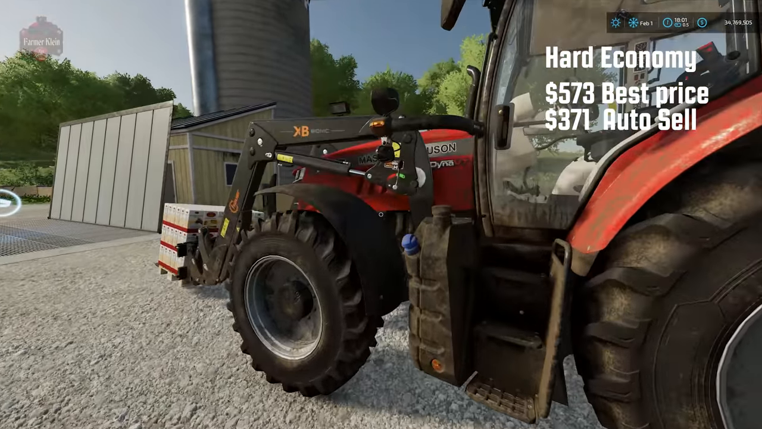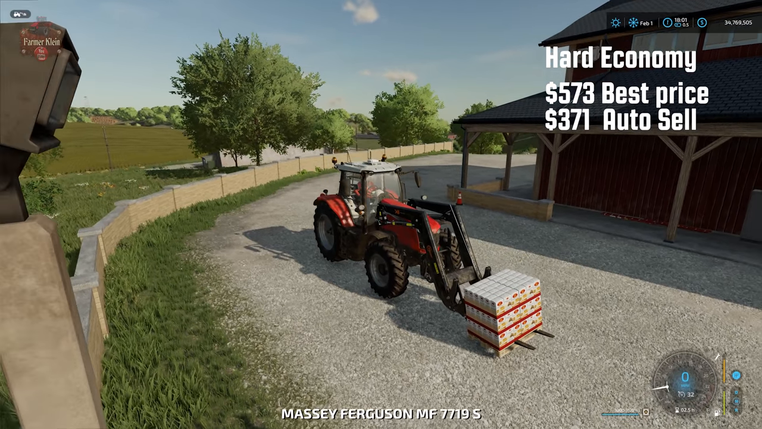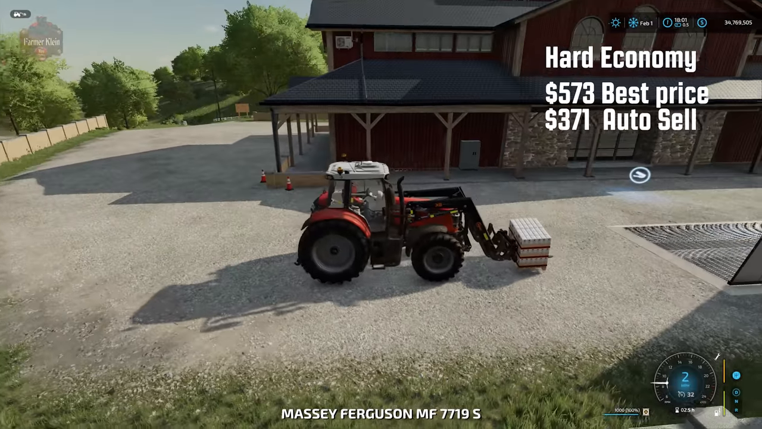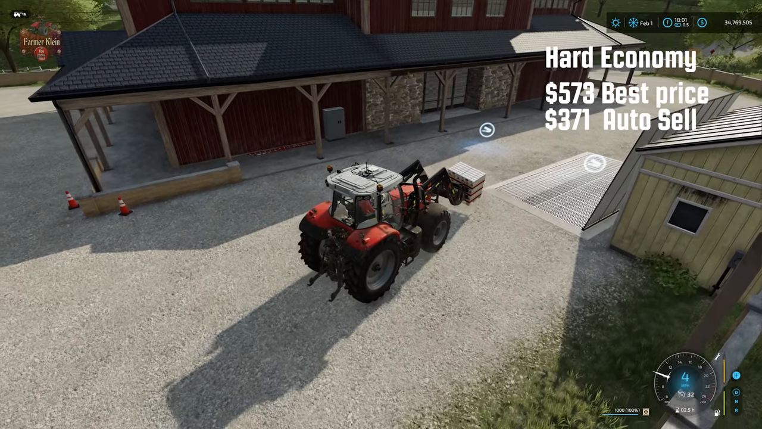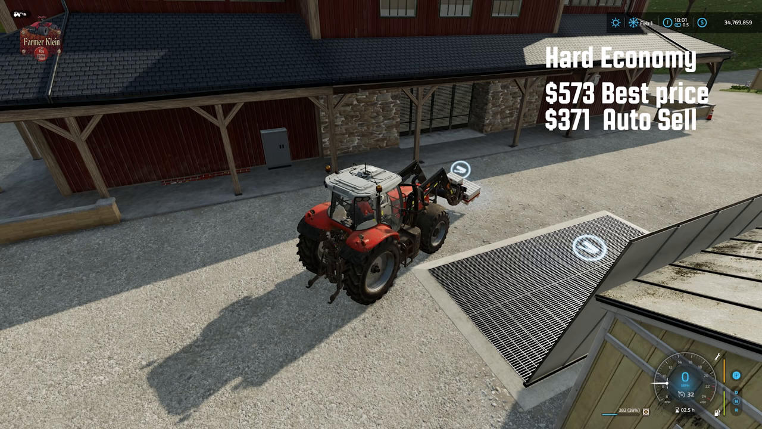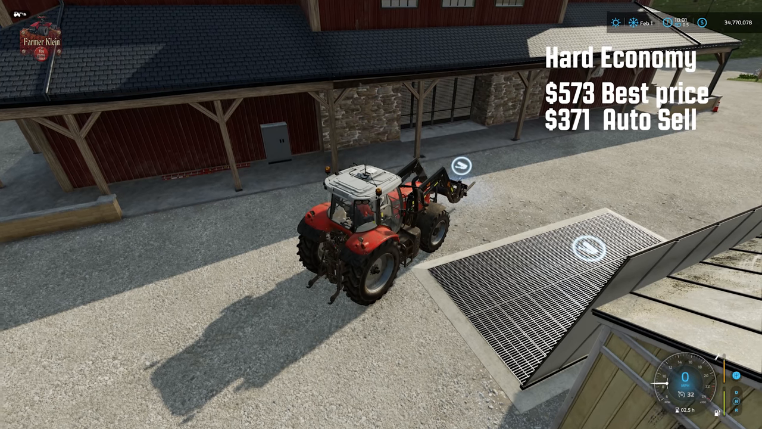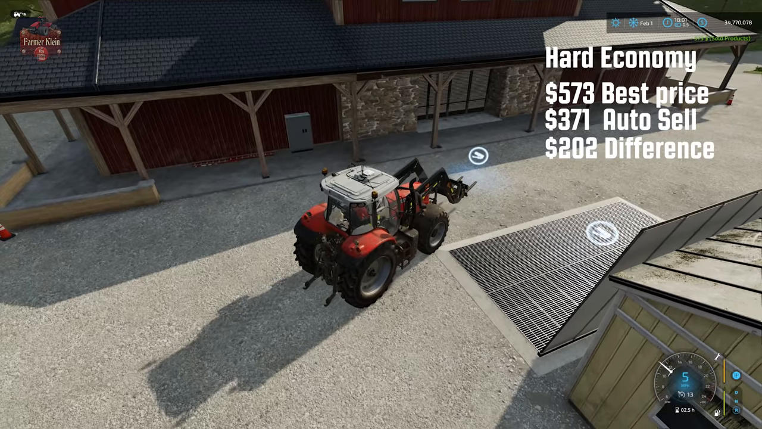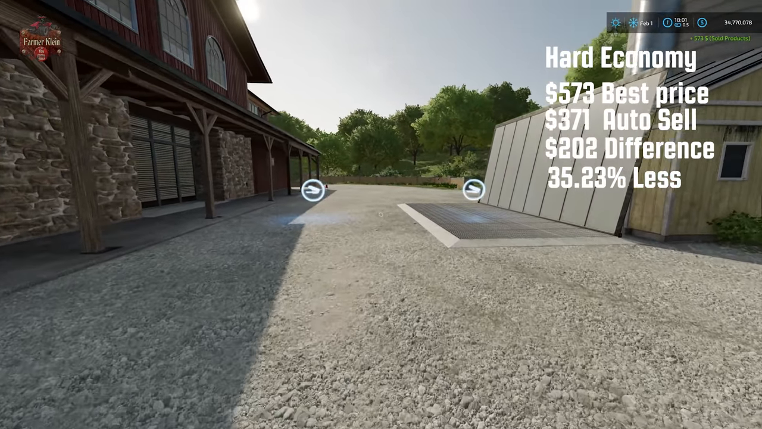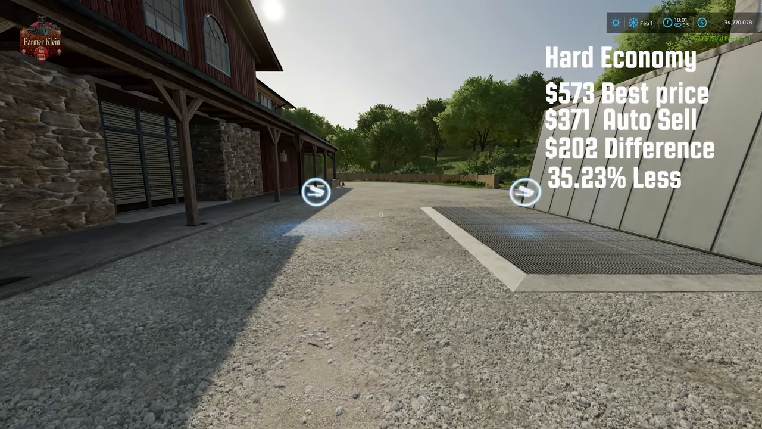Well, our best price is $573 per 1,000 liters. We sold automatically for $371. That is a difference of $202. Or guess what? That's right, 35.23%. So it is 35-ish percent for every difficulty mode to auto sell.